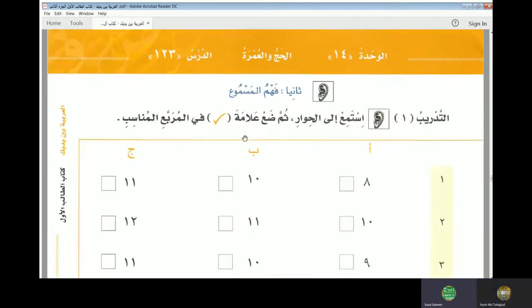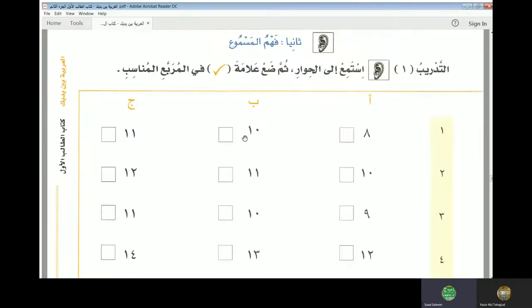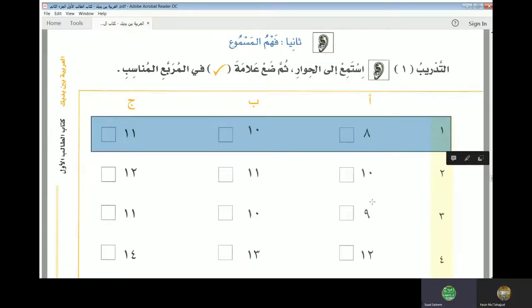Fahm al-maqru', understanding of what you hear. التدريب الأول, first exercise. استمع إلى الحوار, listen to the dialogue, ثم ضع علامة صحيحة, then put the tick symbol في المربع المناسب, in the appropriate box. Okay, now listen to the dialogue.